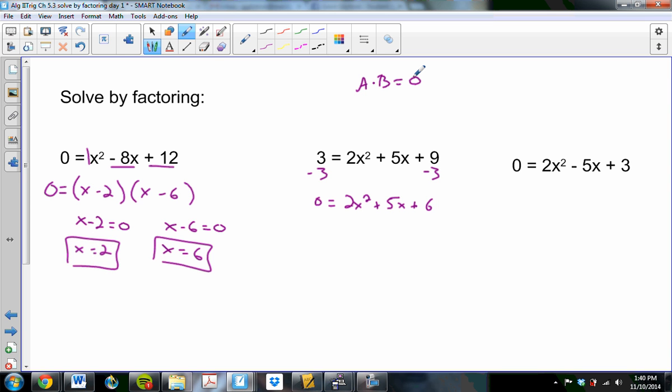Well, this one I can also still guess and check, I think. And I know this has to be a 2x and this has to be an x. And the number that goes in this spot is either going to be a 3 and a 2, or a 6 and a 1, because these are the numbers that multiply to 6.